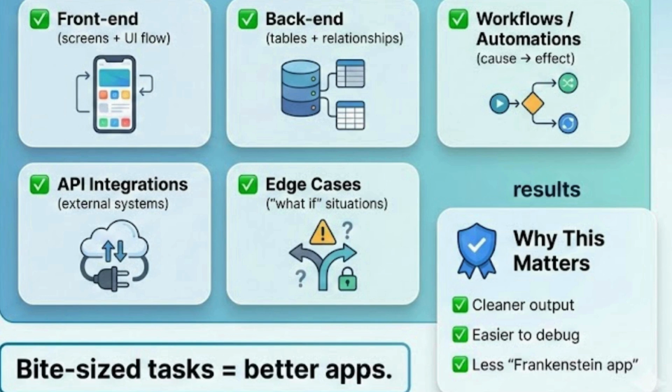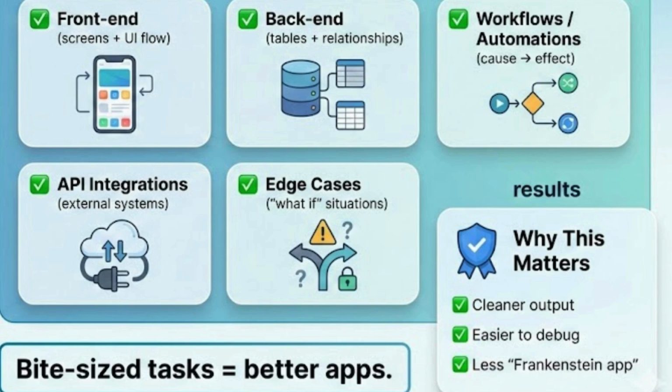Chunk 3, workflows and automations. This is the behavior. When user adds something, update totals. When user submits a form, save it to database. When user clicks button, trigger this action. Without this, you only have a pretty UI. Chunk 4, API integrations. If you need external stuff like payment gateways, calendar integrations, email messages, maps, you define these separately so they don't mess up your core build.